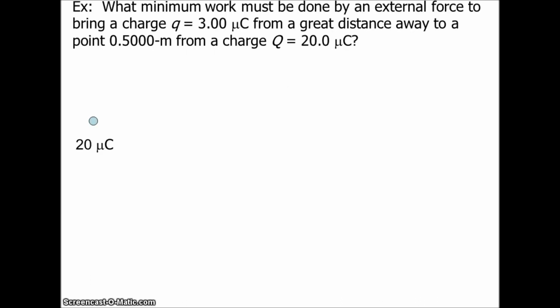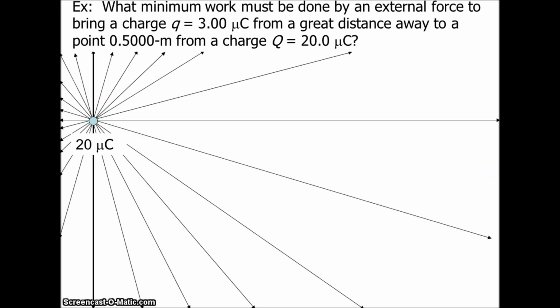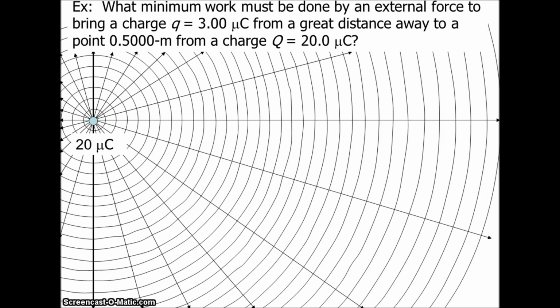Okay, now let's figure out the minimum work that must be done by an external force to bring a charge which is positive 3 microcoulombs from a great distance away to a point that's 0.5 meters away from a charge that's positive 20 microcoulombs. So there's my 20 microcoulomb charge just sitting there. And I've got this other charge sitting out at infinity that I'm going to be bringing in. So if we're looking at the electric field lines from this positive charge of 20 microcoulombs, they kind of point outward like this. And of course we could draw a whole bunch of equal potential surfaces so that it kind of looks like a topographical map that I'm looking down on, and this would be a mountain.